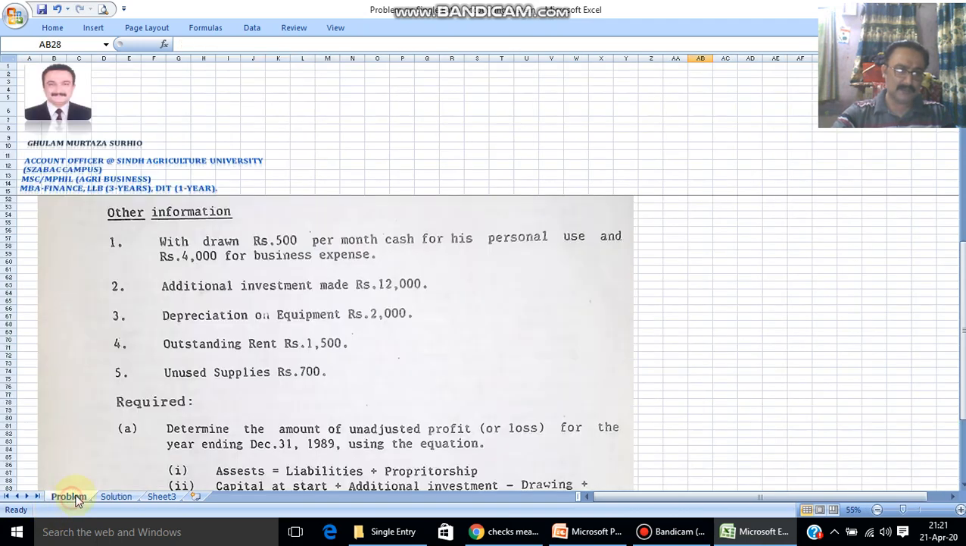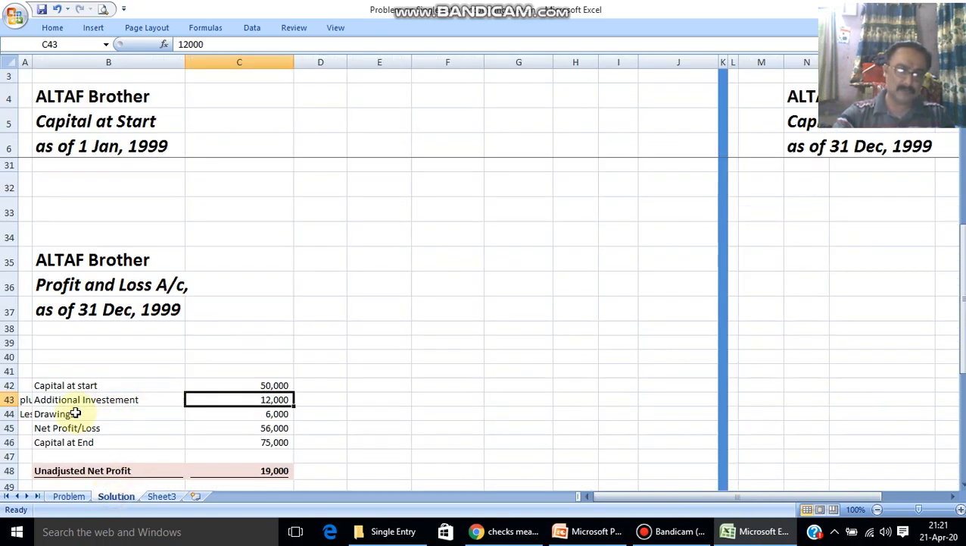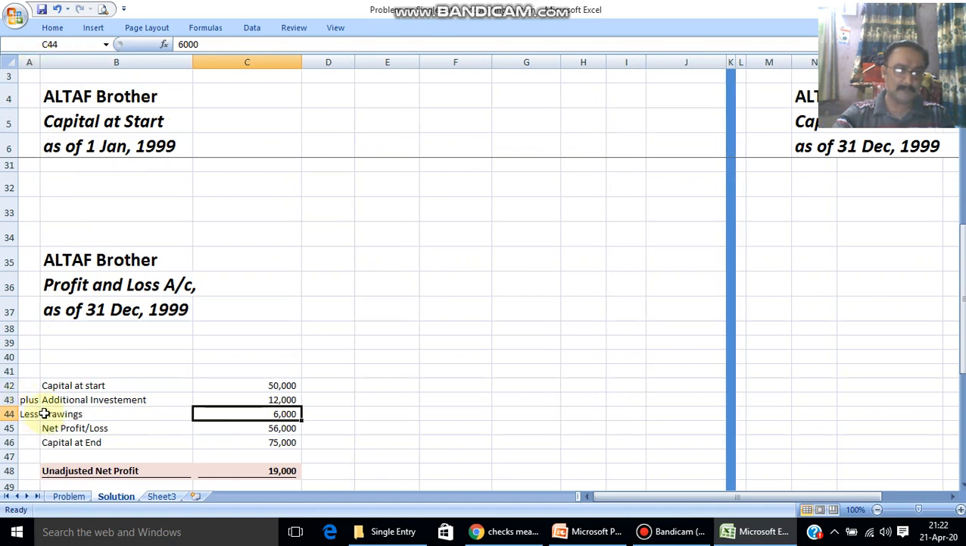And another entry is withdrawn rupees 500 per month. It means the business started in January and ended in December, so there would be 12 months. 500 multiplied by 12 will be 6,000 rupees. That is 6,000 rupees the businessman has taken for personal use. Now this will be deducted from the capital. I have placed both signs: additional investment will be added and drawings will be deducted.